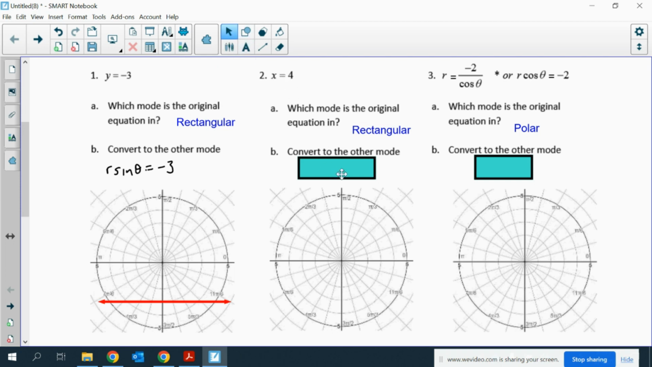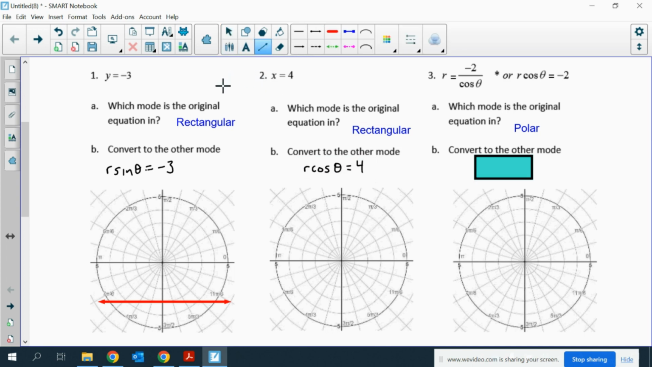Number two, x equals -4. Again, you just replace x with r cosine theta, and x equals 4 is a vertical line. So we have r cosine theta equals 4. We see that pretty regularly.